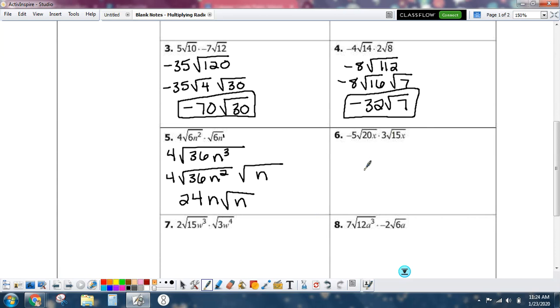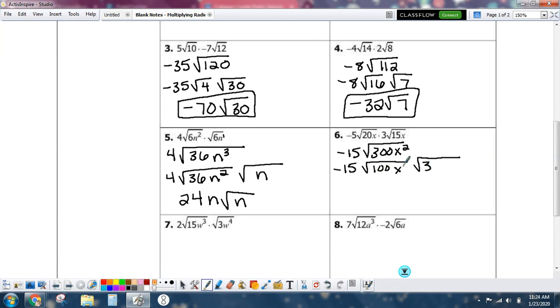Try 6. For 6, you should have had negative 15 when you multiplied negative 5 times 3. And then 20 times 15 is 300. x times x is x squared. Go ahead and simplify that further. The largest perfect square that goes into there is 100, and 100 times 3 is 300.